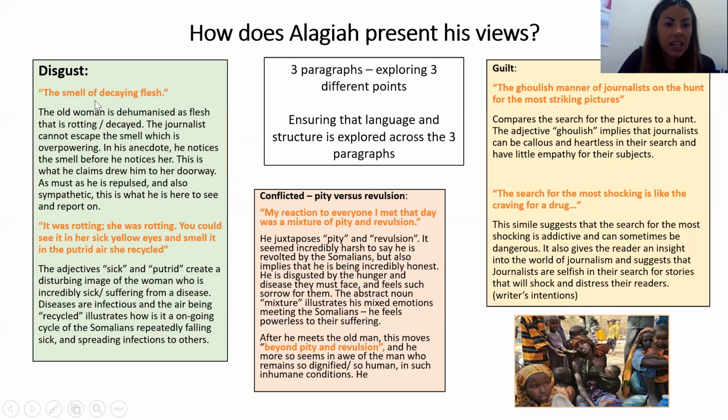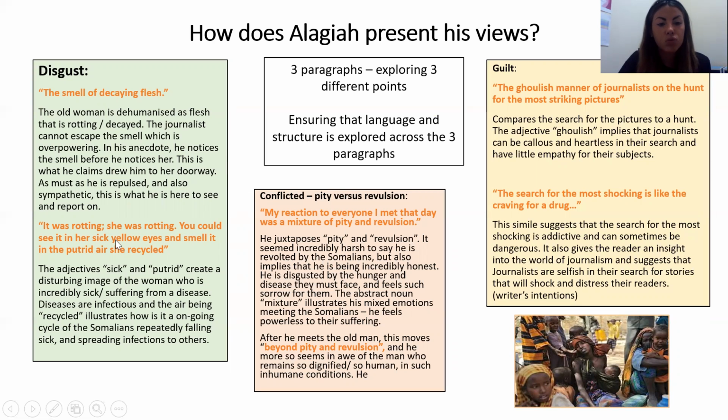So he uses the quotation, the smell of decaying flesh. So the old woman is dehumanized as flesh that is rotting. She's decaying. So the journalist cannot escape the smell, which is so overpowering. In the anecdote, he says that is the first thing that he notices, and that's what actually draws him to her doorway. So he is repulsed, but he is also incredibly sympathetic at seeing people in such conditions. But that's what he is there to report on.